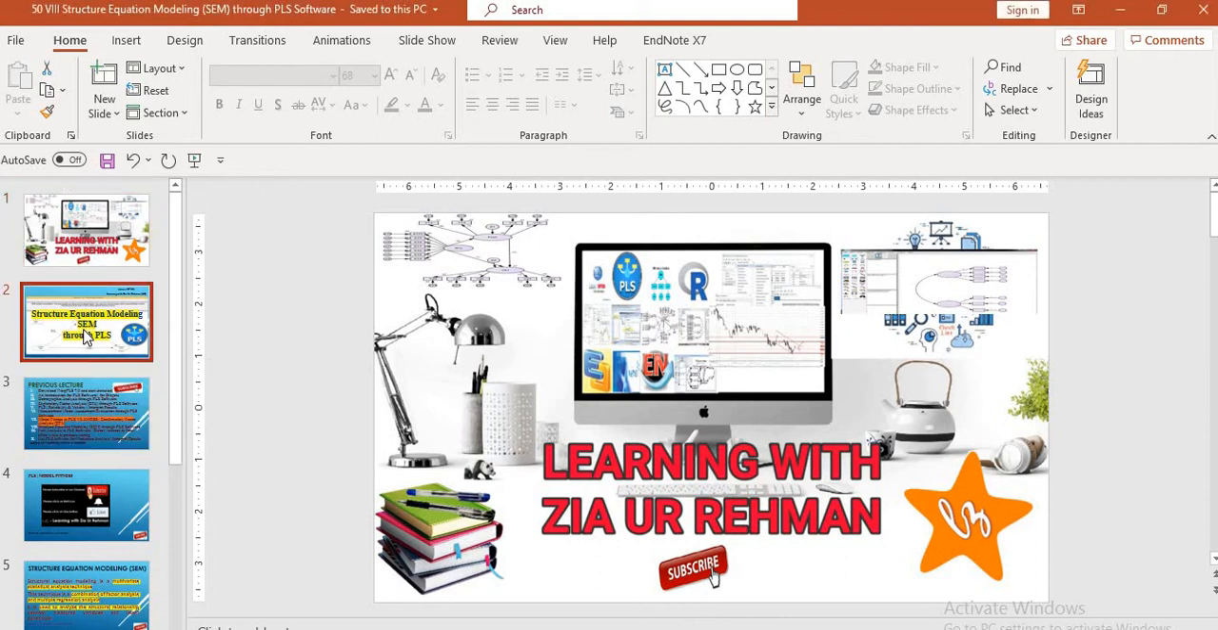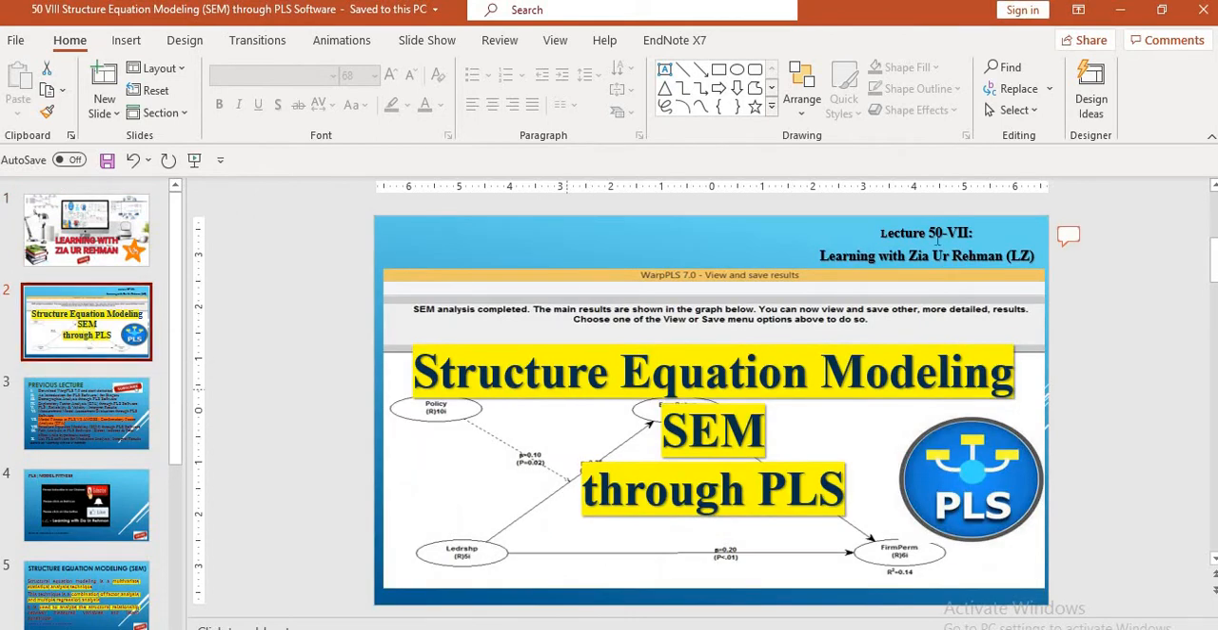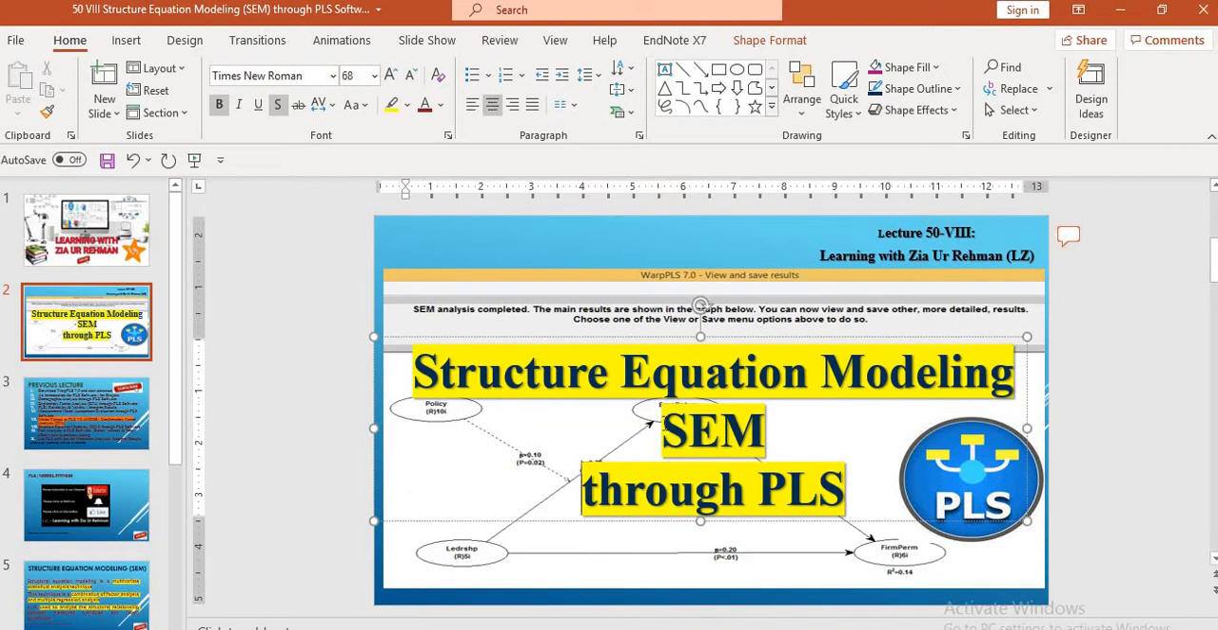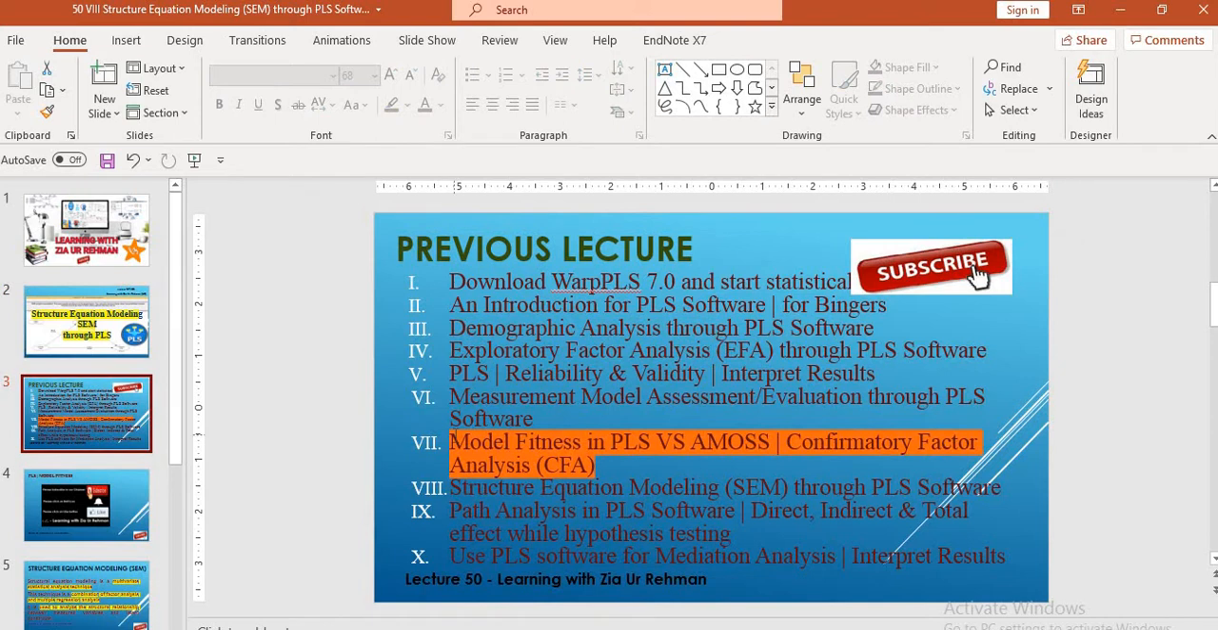Hopefully you are fine. Scholars, today's lecture is lecture number 50 part 8. Today we will deliver our knowledge about structural equation modeling (SEM) and how it is conducted in PLS software. Scholars, in the previous lecture we covered model fitness in PLS and model fitness in AMOS. What is the difference between model fitness in PLS and model fitness in AMOS software?